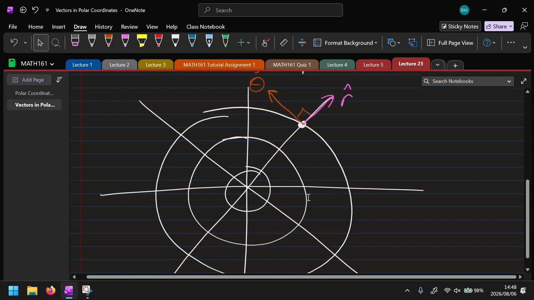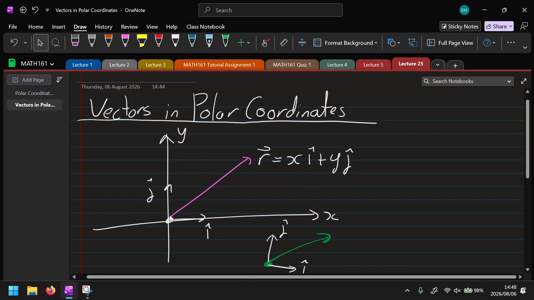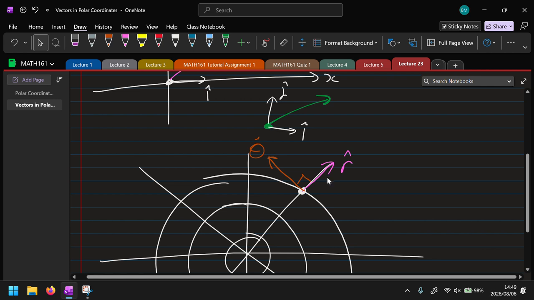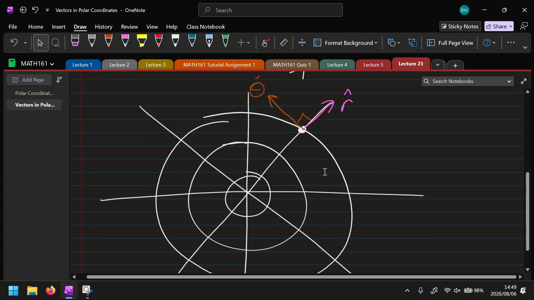Okay. Everyone clear on that? Okay. At any point, you can draw r hat going in the radial direction and theta hat in the angular direction. But unlike Cartesian coordinates, where i hat and j hat are the same everywhere, this r hat and theta hat will change everywhere. So let's pick another point to see that.